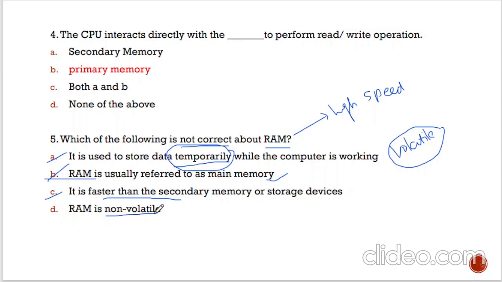RAM is non-volatile? No, it is volatile in nature, as we have discussed. It will lose its data once the power is turned off, once the task is done, or once the computer is turned off. Whenever we restart the computer, the RAM will load another set of data required by the user. So what does it load? Before we shut down the computer, the user has performed some task.